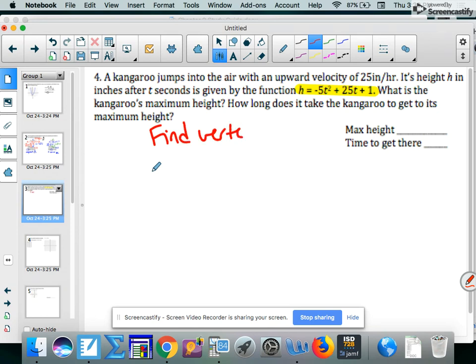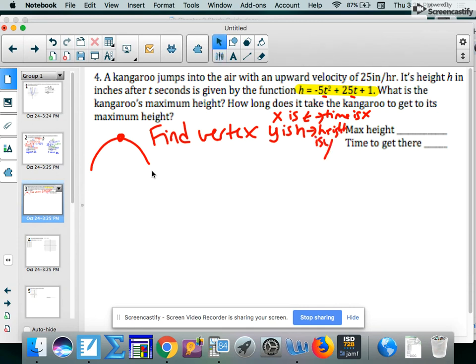We know the maximum. If you imagine the kangaroo jumping, we're really just finding that point there. In this case, if you think about it, x is like t in our equation. So that means that our time is our x. And then our h is y. So y is h in this case. So your height is y. So I'm going to find -b over 2a.